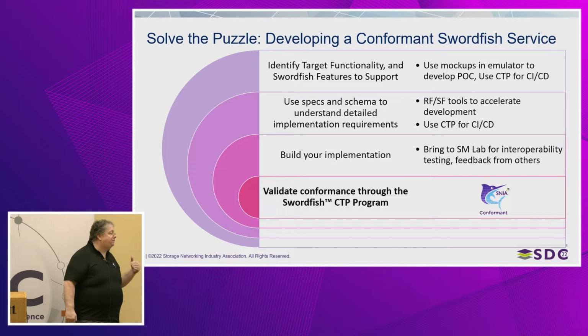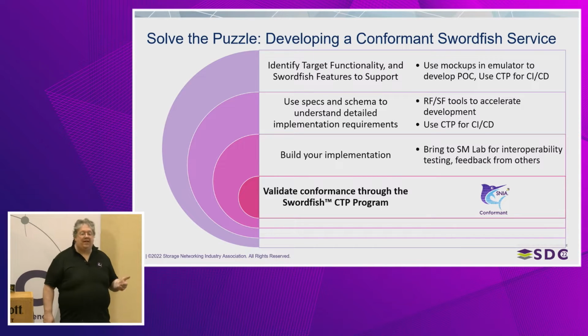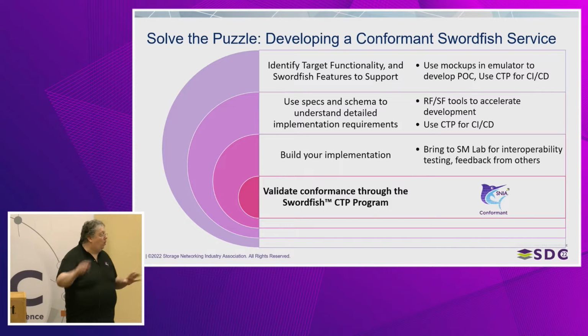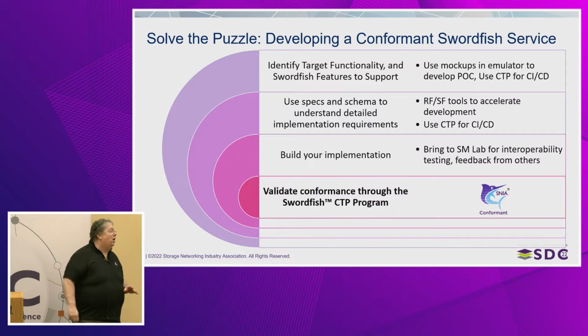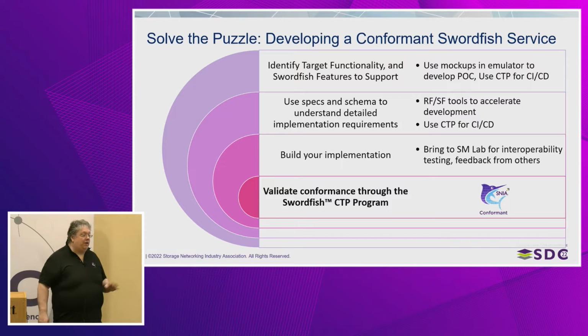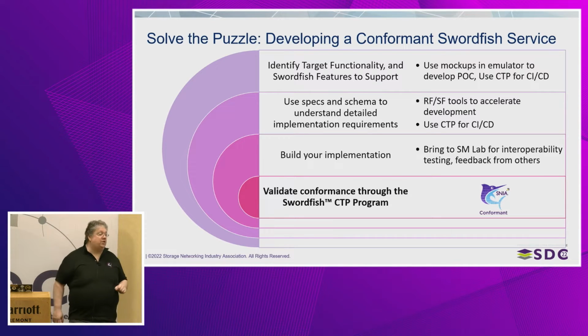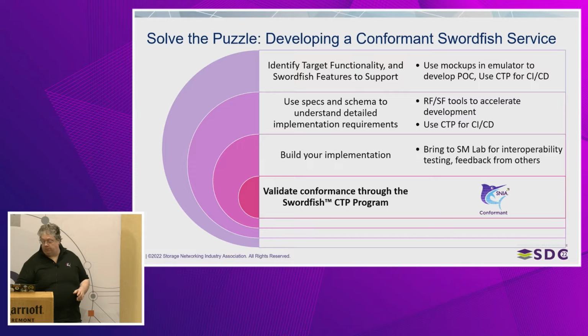But the key is, once you build your implementation, bringing your implementation to the SNIA SMI, the Storage Management Lab, for interoperability testing is a great way to go. Once you're a member of SM Lab, the CTP comes to you for free. It's a free offering at that point because you're a member of the lab. So CTP conformance programming can be used to help you accelerate your implementation.